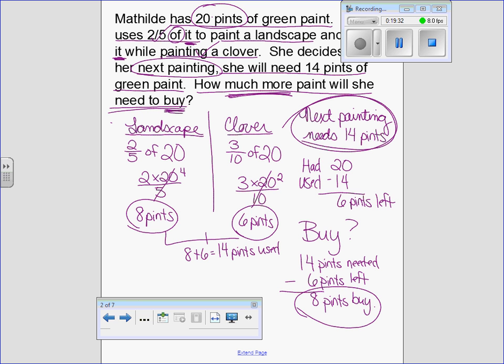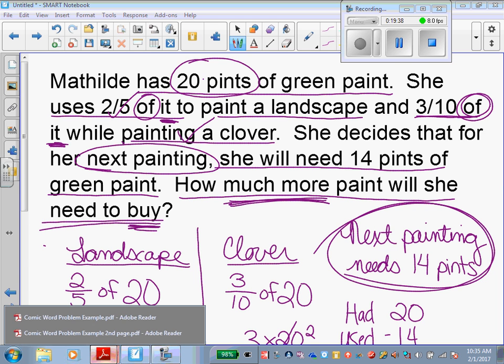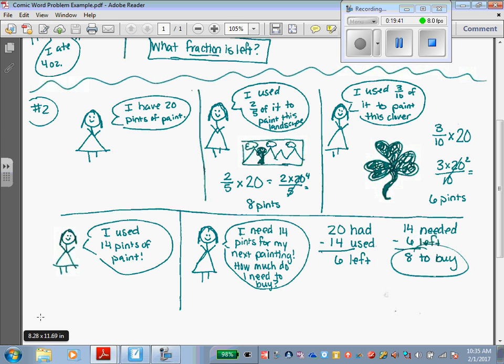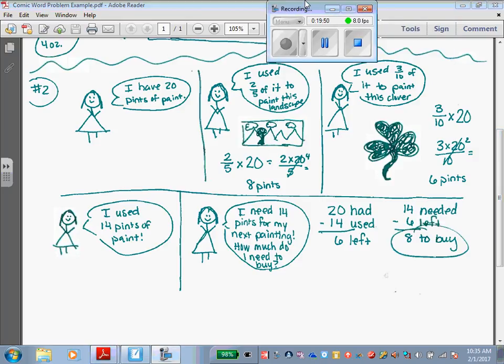But now I promised you guys before the video started that I would show you another way that you could do this problem. You can use a comic strip to solve the problem. So here we have M. Whatever her name is, it's just M. Emily. And M says, I have 20 pints of paint.